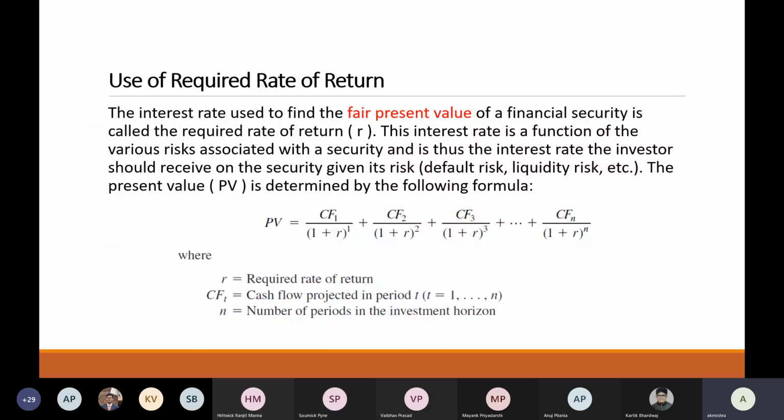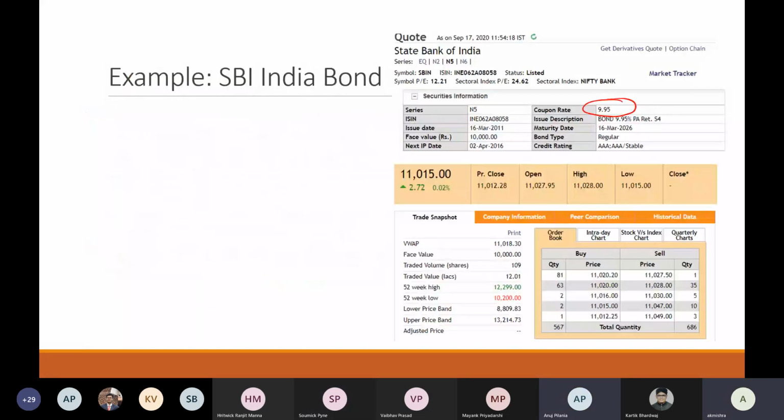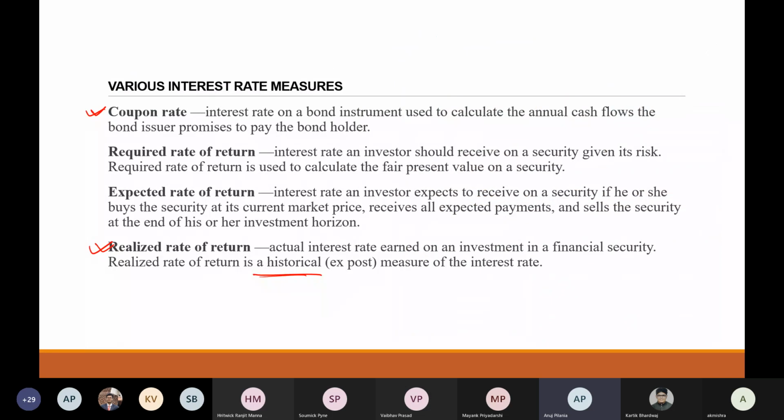And now coming back to intrinsic value or present value. Already we said that, yeah. Sir, what is the difference between realized interest rate and expected rate of return?